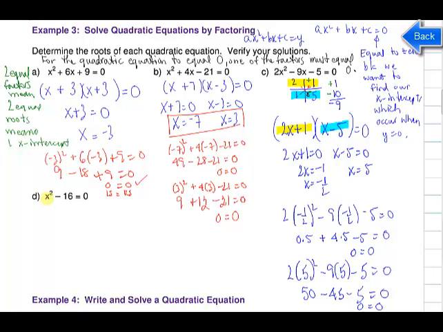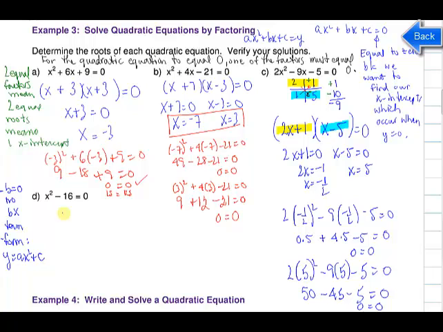Okay, now our last question appears not to be in the form of ax squared plus bx plus c equals 0, but it is. It just means that your b is 0, okay? So we have a situation here where b is 0, so there is no bx term. Okay? So really the form that you have then is y equals ax squared plus c.